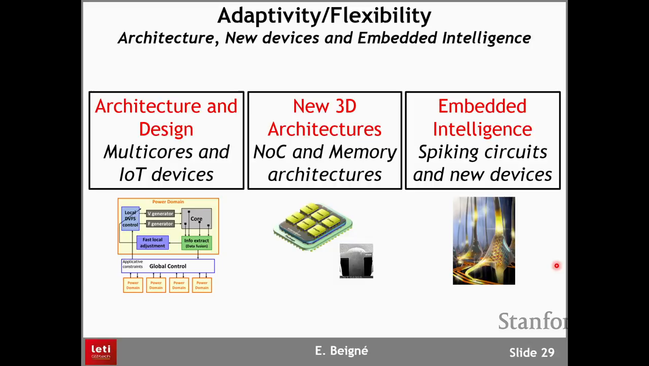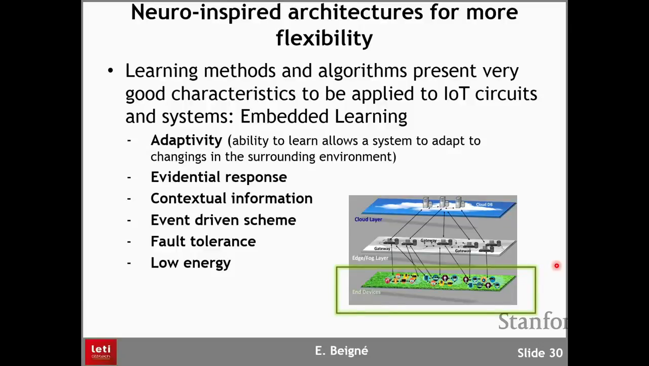And also you will see that 3D is really convenient to interconnect all the spikes coming from the sensors with the computing. So here, the idea is not to mimic the brain again. The idea is to get inspiration from the brain for more flexibility. Because if you think about learning, it's the way we ourselves adapt to the environment, because we learn. And once we learn, we know how to adapt to any variations that can happen.